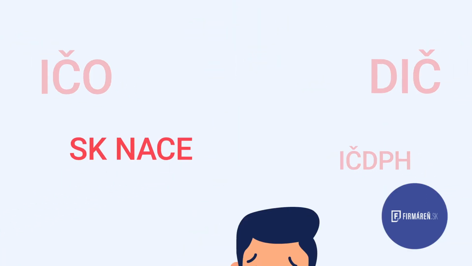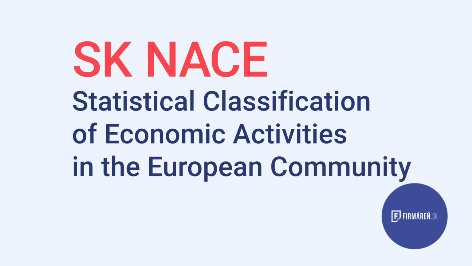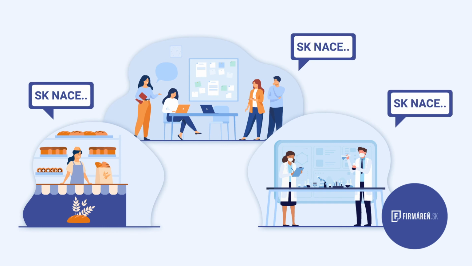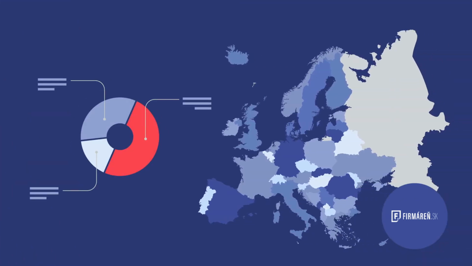SKNACE is a European abbreviation standing for the Statistical Classification of Economic Activities in the European Community. SKNACE is automatically assigned by the Statistical Office to every entity that carries out any activities. And since it's intended for statistical purposes only, the entrepreneur doesn't have to mention it in documents.